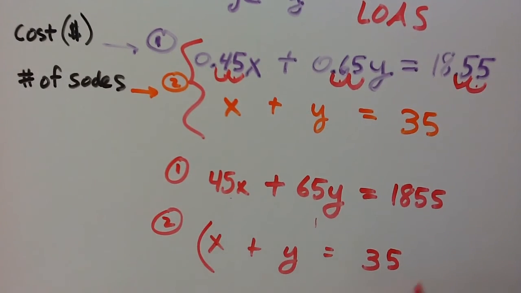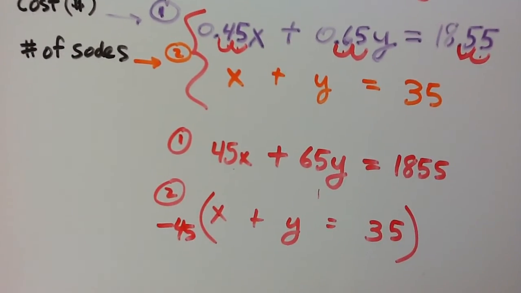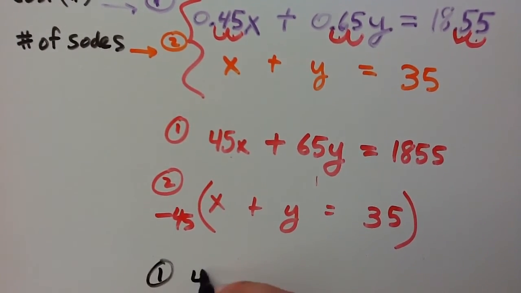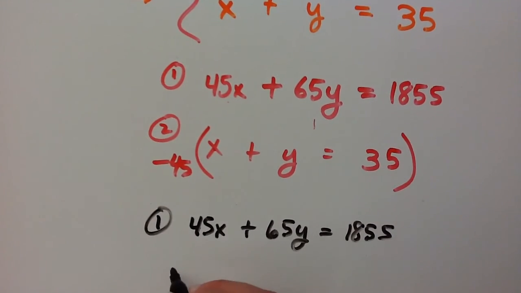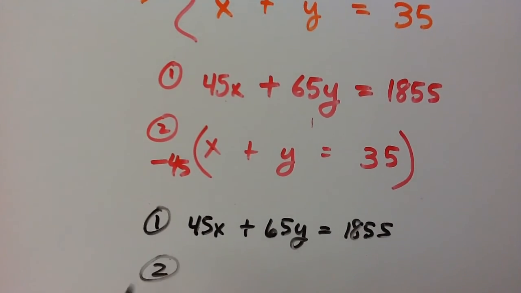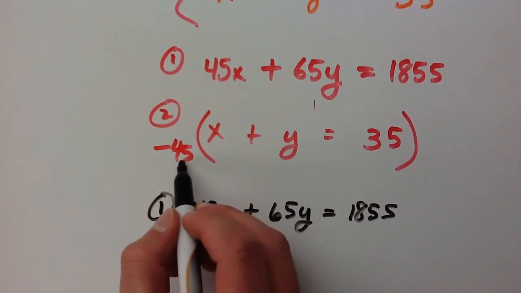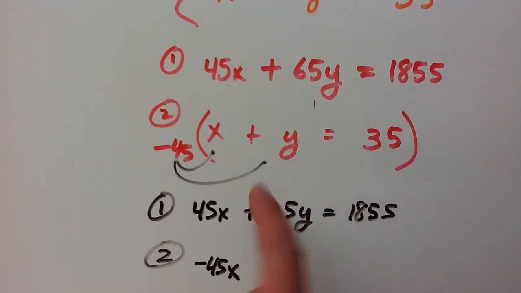So put the entire equation in parentheses, and we're going to multiply by negative 45. This top equation, equation number 1, is going to stay the same, so I'm just going to bring it down here: 45x plus 65y equals 1855. See how I'm putting the little 1 and 2 to distinguish the first equation from the second equation. In the second equation, I distribute the negative 45, so negative 45 times x is negative 45x. Negative 45 times y is negative 45y.